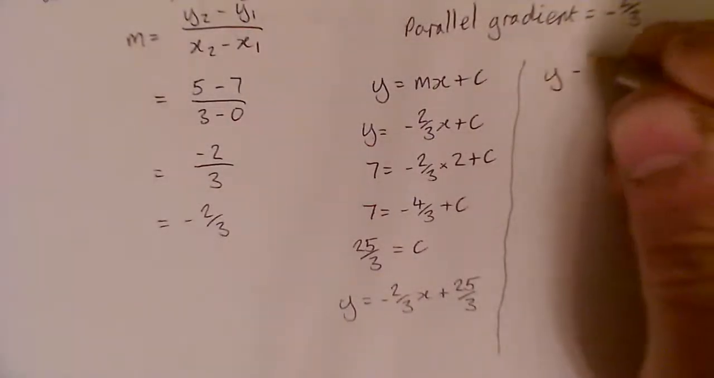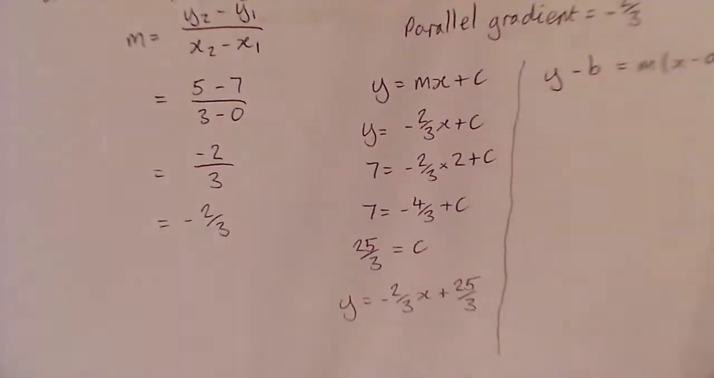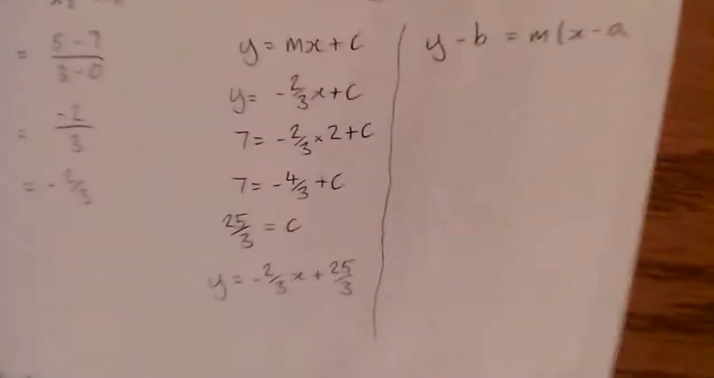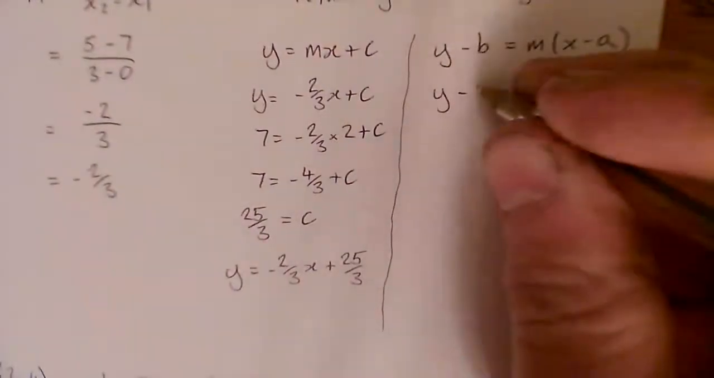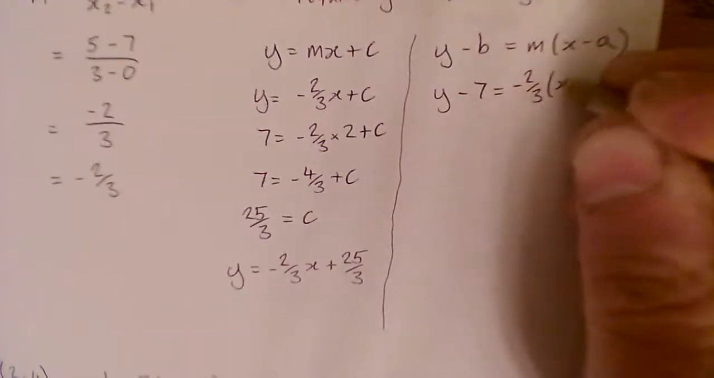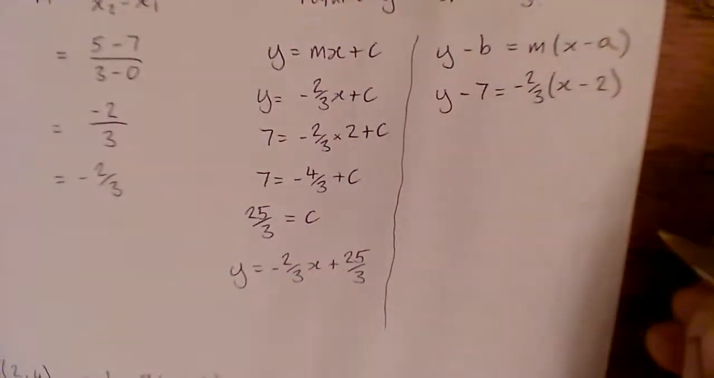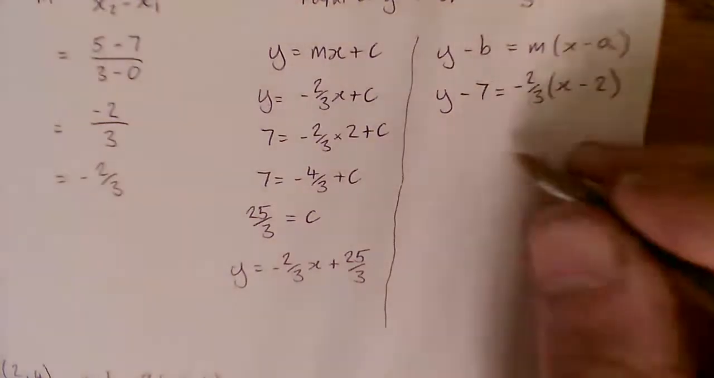Now we've got our second method, which is y minus b equals m lots of x minus a. I'm actually going to show you a nice little trick with this today. Putting our numbers in, y minus 7 equals minus 2/3 (x minus 2). Neat little trick, if you've got a fraction here, you can multiply everything through by 3.